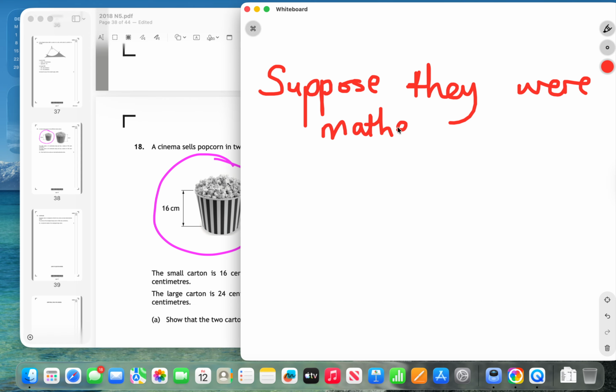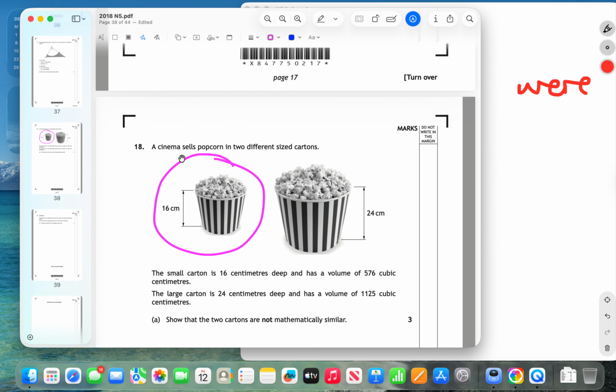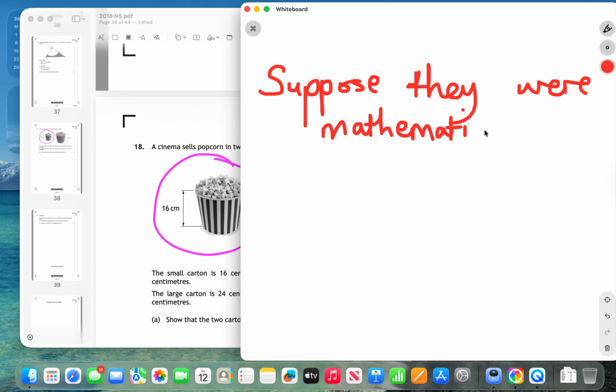And you do have to write this line because the question does say that they're not, but we're going to suppose, what if they were? Then we have the small one, and we're going to find the corresponding volume of the large one if they were mathematically similar. And what we have to do first of all is find the linear scale factor.